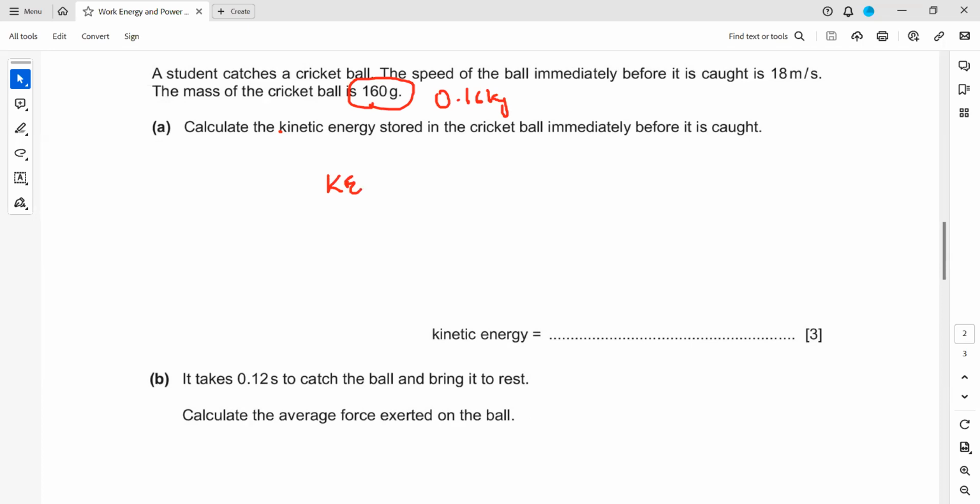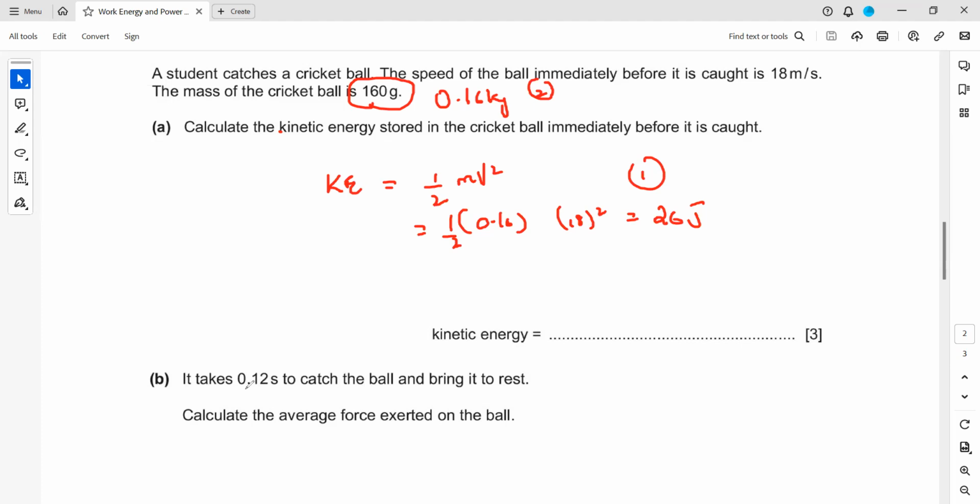How to work out the kinetic energy? The formula of kinetic energy is half mv square. But why is it given 3 marks? One mark you will score when you write a formula. One mark is for the unit conversion, like you convert grams to kilogram, you will score that mark. And then for getting the final answer, half times 0.16 and the speed is 18 square. This will give us about 26 joules. So that is the kinetic energy.